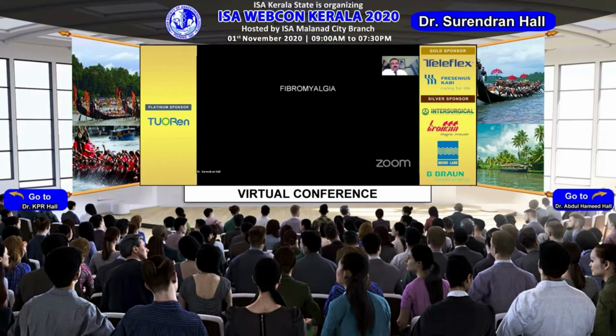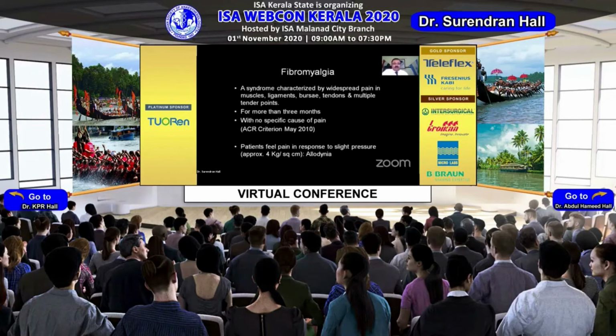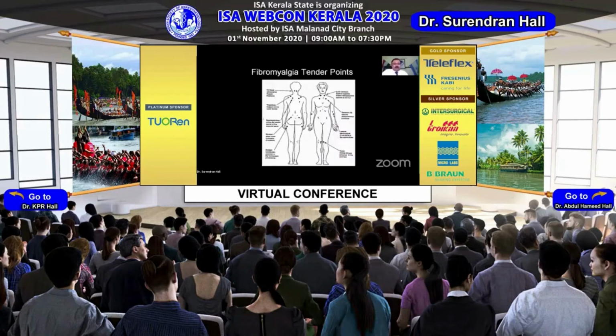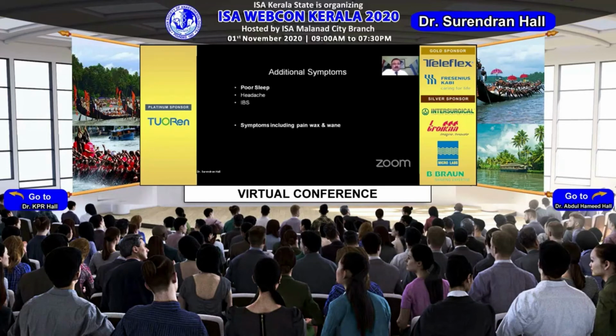We have to distinguish between myofascial pain syndromes and fibromyalgia, which is a syndrome characterized by widespread pain in muscles, ligaments, and bursae for more than 3 months with no specific cause of pain. These are characterized by tender points. This is the old diagram of fibromyalgia tender points. And there are additional symptoms of poor sleep, headache, and irritable bowel syndrome. Typically, the patients are young females and symptoms wax and wane over a period of time. There can be good days and bad days. There can be good weeks and bad weeks.